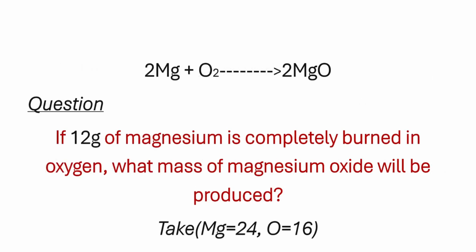Alright, let's take a look at a solved example. In this equation, we have 2 moles of magnesium atom reacting with 1 mole of oxygen gas to yield 2 moles of magnesium oxide. From all indications, the equation is balanced.